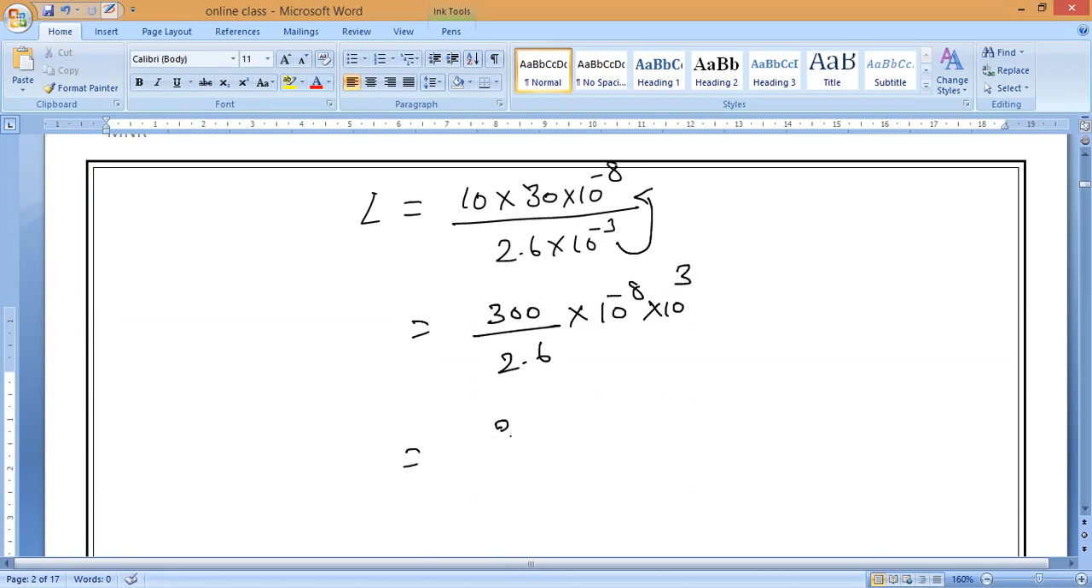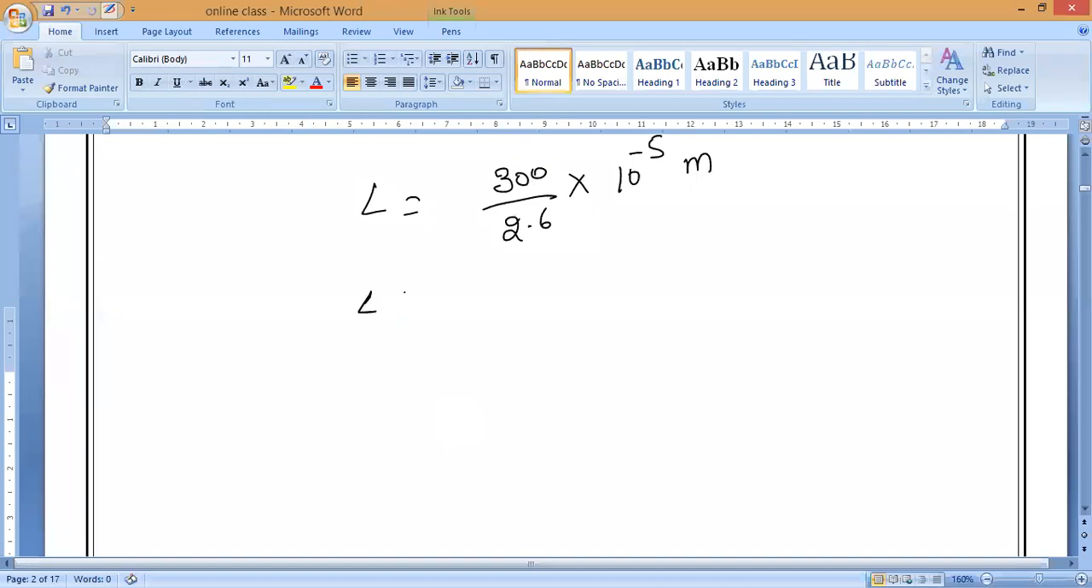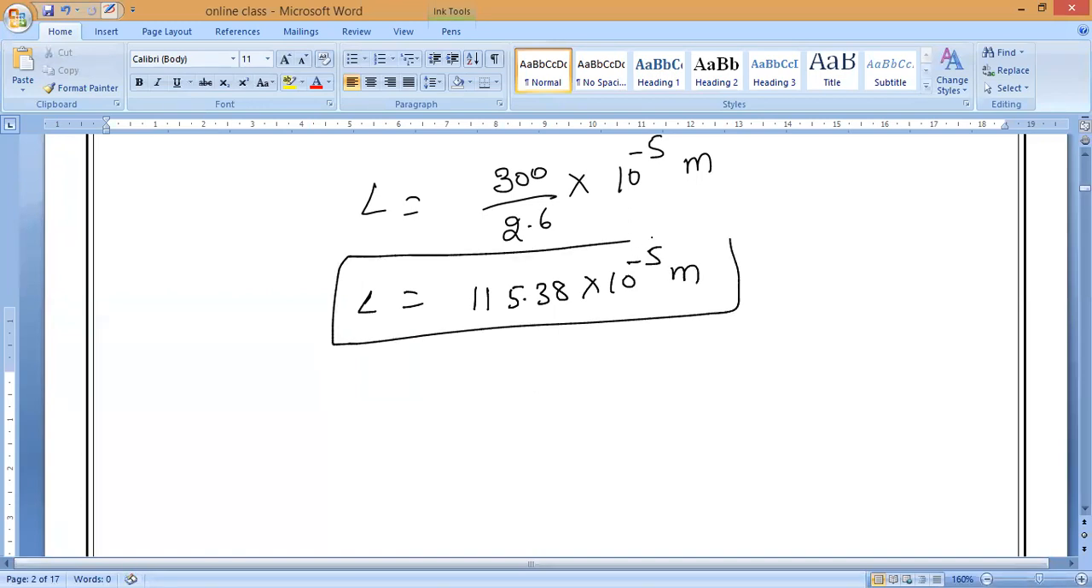So now kindly remember, 300 divided by 2.6. Solve it, this much time. This is the length they are asking, so the answer is in meters. If you solve 300 divided by 2.6, what is the answer? 115.38 into 10 power minus 5 meters. This is the answer. Those who solved, everybody made a mistake.